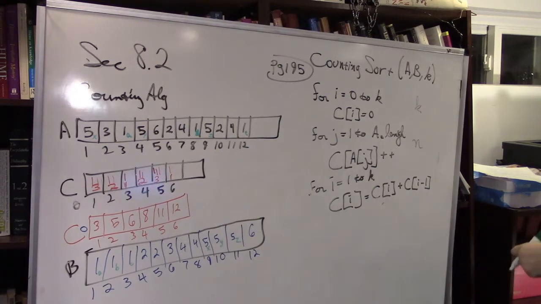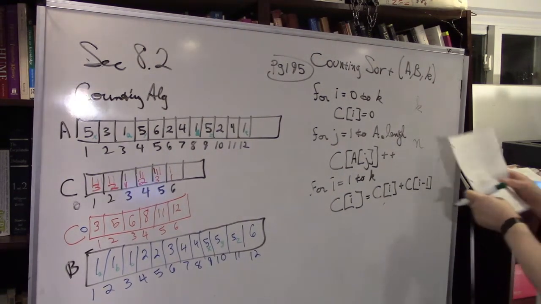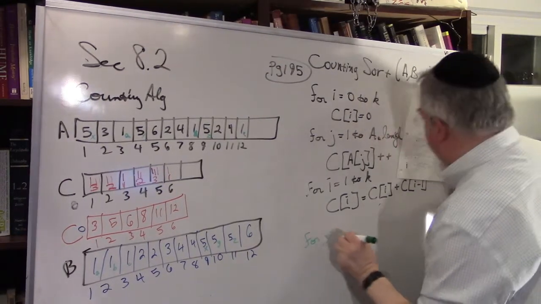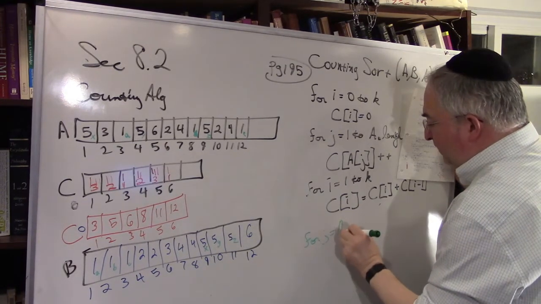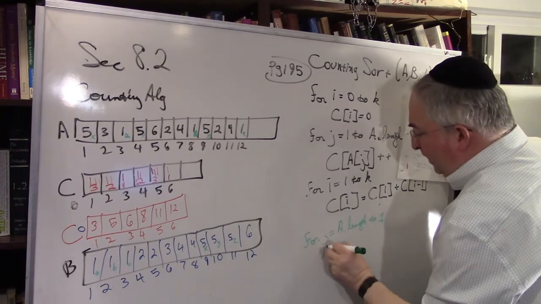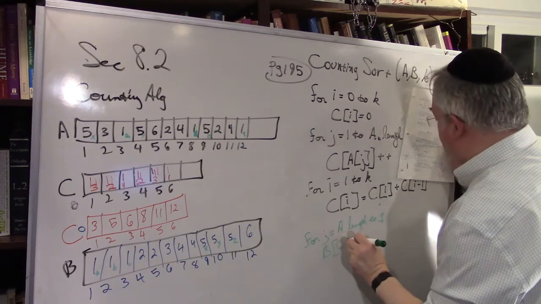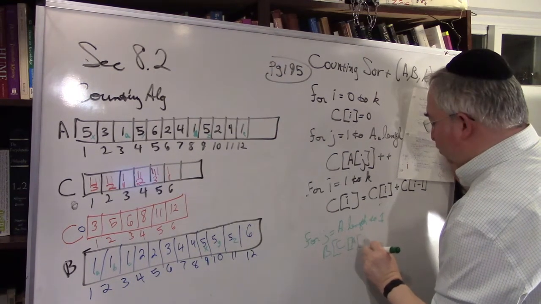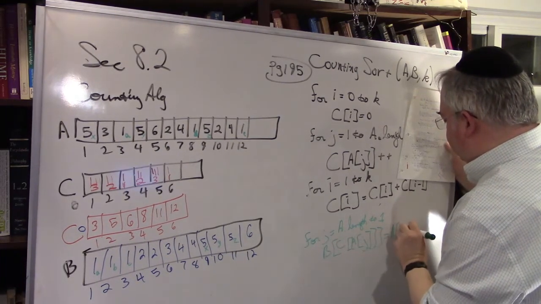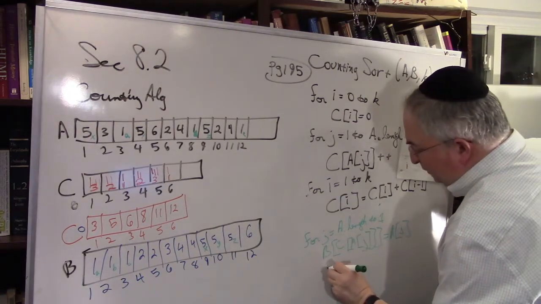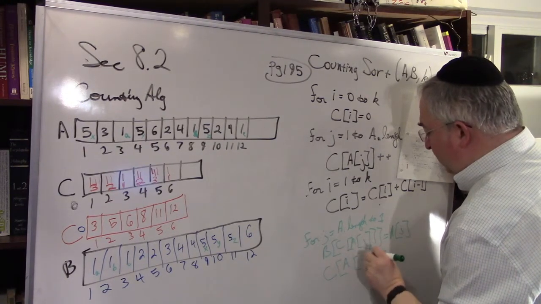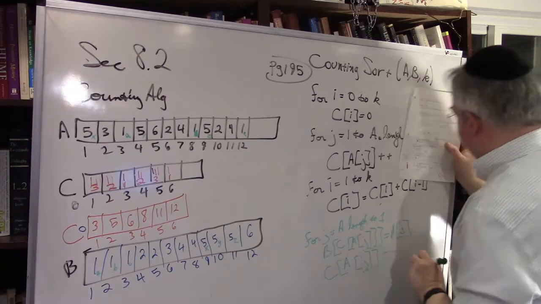I'm going to do it in green because green works at the moment. And it goes as follows. For j equals a.length to 1, B of C of A of j equals A of j, and then we do C of A of j. That's your counter. Decrement your counter.